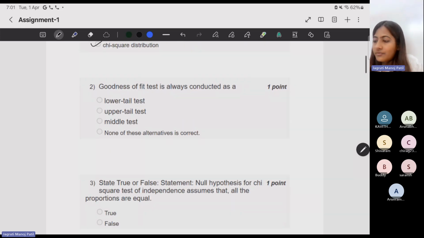Okay, goodness of fit test is always conducted as, so we just saw. So how the goodness of fit was for which particular test and what that test was. Was it which tailed? Right skewed means upper tail. Yes, exactly.